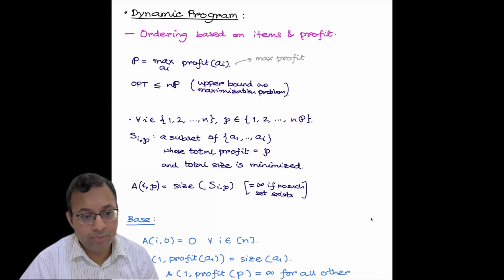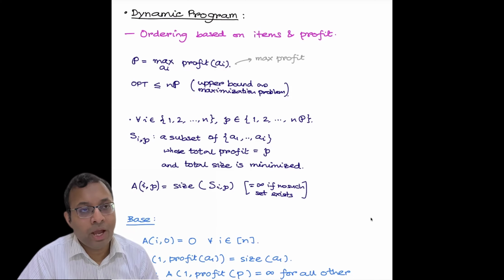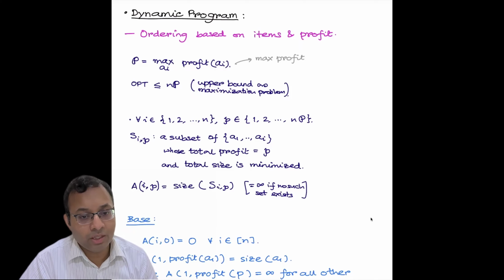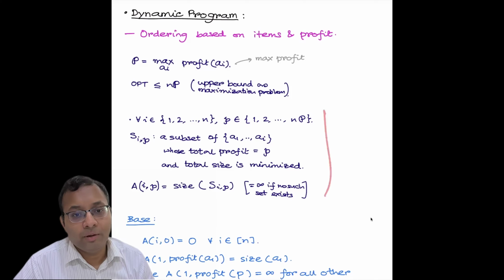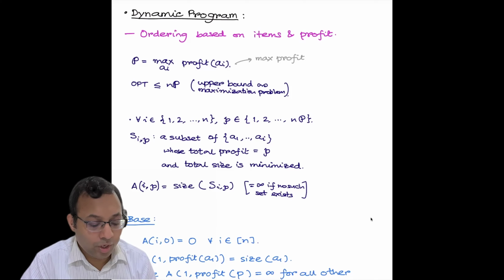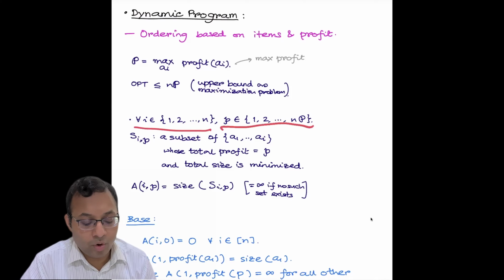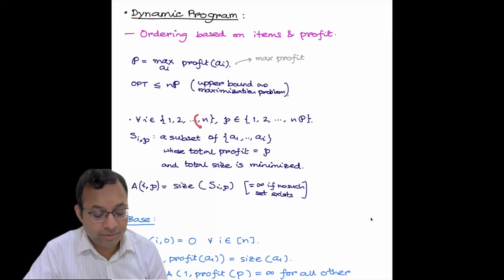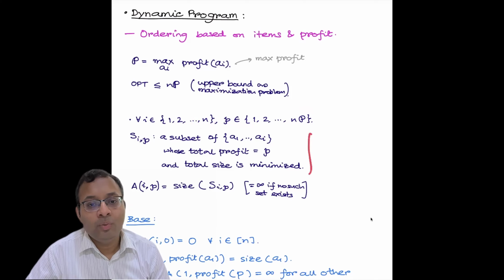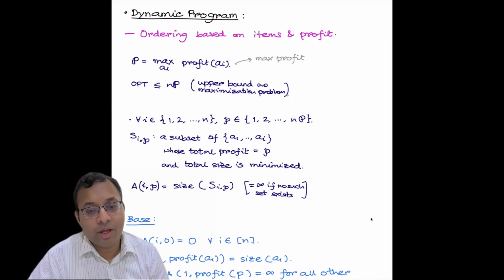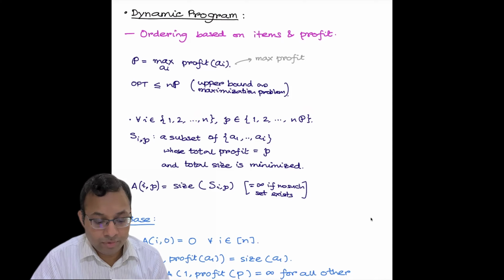So there are two variants of the problem. In one case, we have a fixed knapsack capacity and we're trying to maximize the profit. The other option is we fix the amount of profit and then we minimize the size of the knapsack with which we can get that profit. So that variant gives us this definition: for all i equal to 1 to n and p from 1 to nP, these are all possible profit values and all numbers of items, we define S(i,p) to be a subset of items from A1 to Ai whose total profit is equal to p and whose size is minimized.